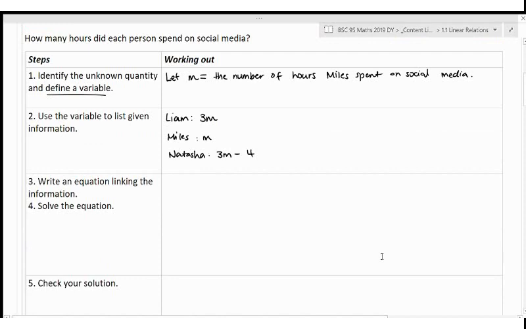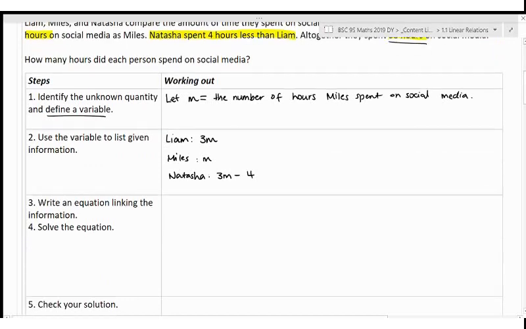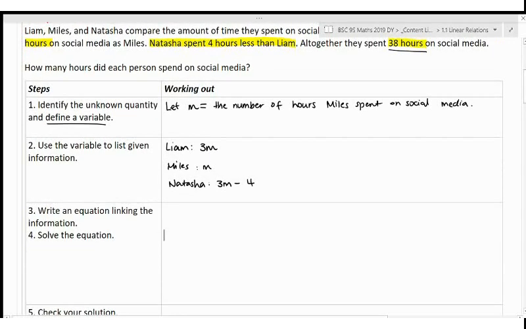So step 3 says to write an equation linking the information. So here's our information all sitting in step 2 there. We want to link it all up. And the key to that is up here, altogether they spent 38 hours on social media. So what we need to do is add them up, right? Liam spent 3M hours, Miles spent M hours, and Natasha spent 3M minus 4 hours. All up that is 38, so we've got our equation.